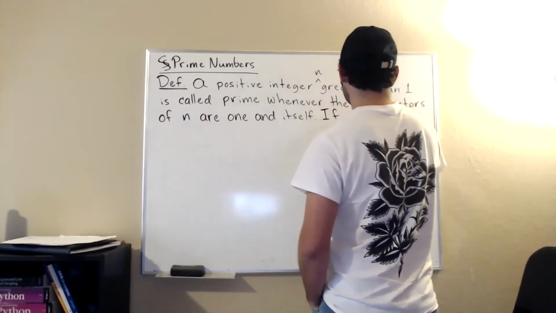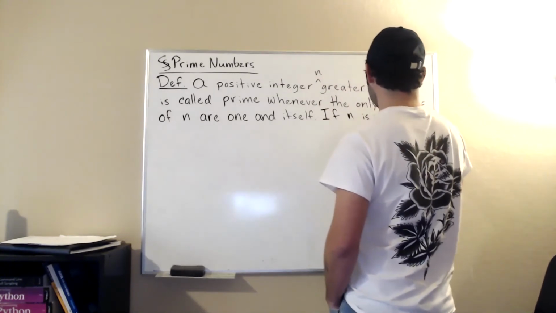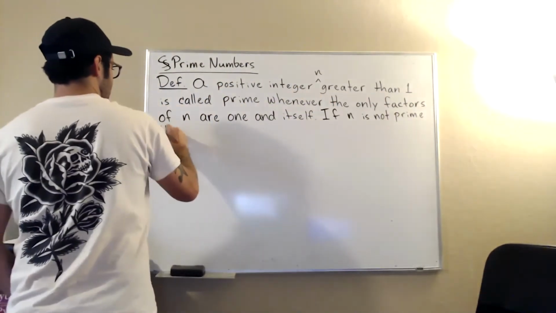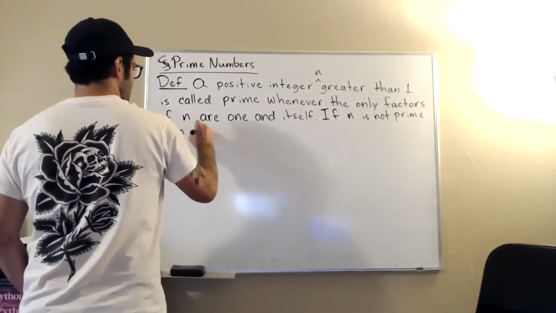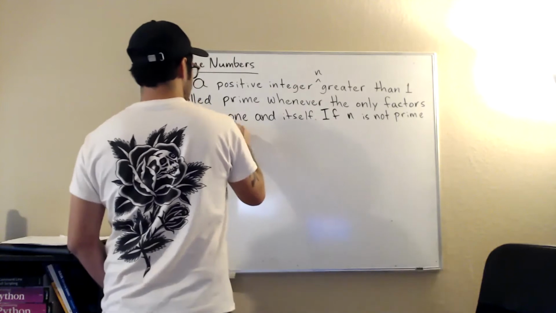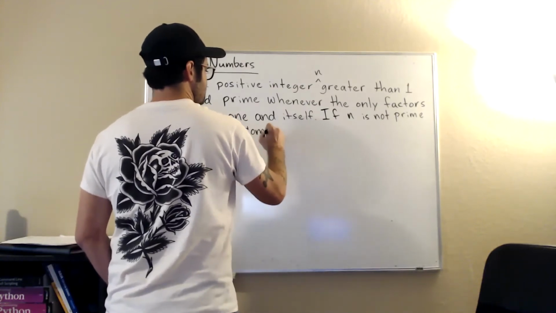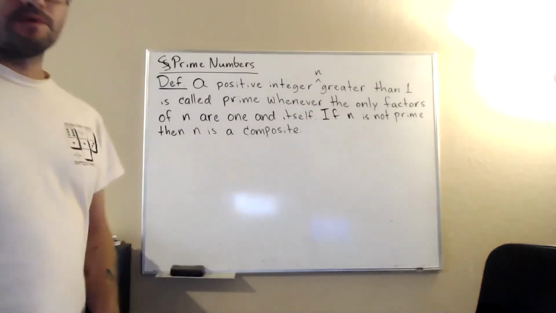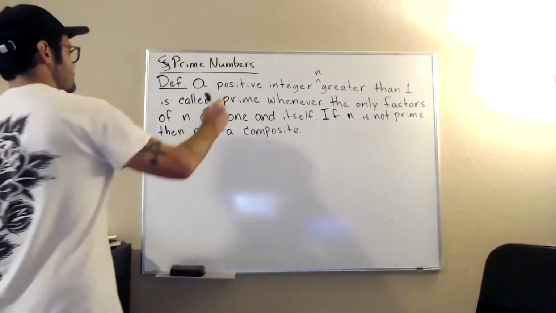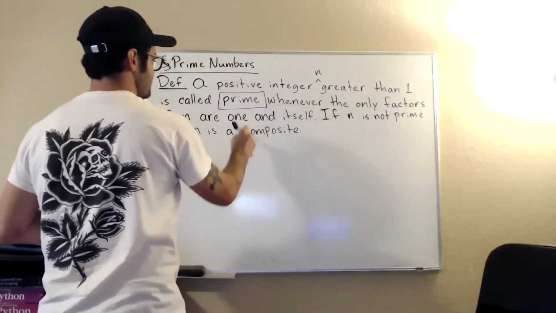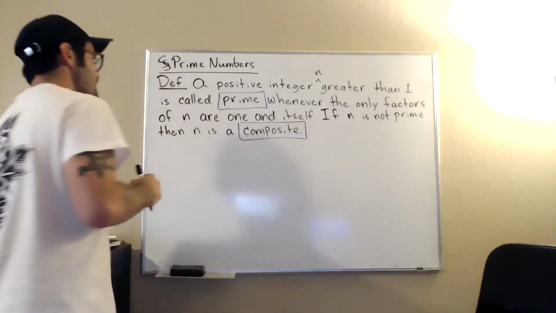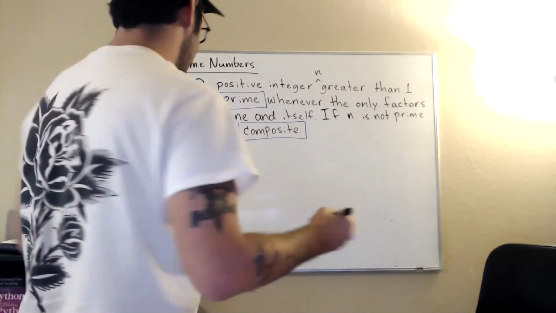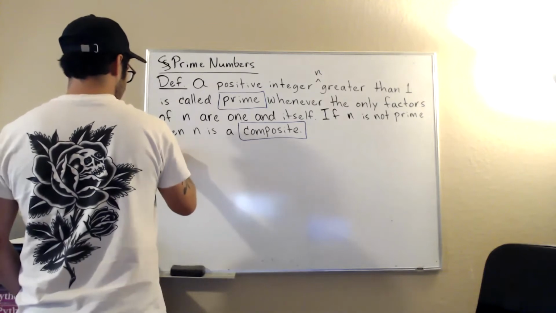If n is not prime, then n is called a composite. Okay, so we have the definition of being prime, and then also the definition of being composite. So every positive integer greater than 1 is either prime or composite, which leads me to a very important theorem.